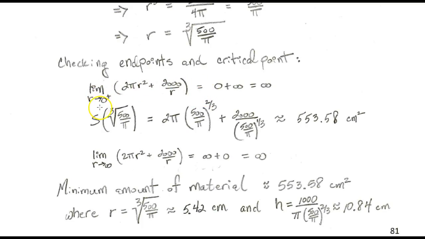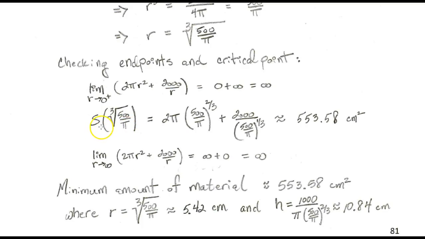The limit as r goes to 0 from the right of 2 pi r squared becomes 0, but 2,000 over a tiny, tiny positive number gets closer and closer to infinity, so that drives it to infinity. Same at the other endpoint, the limit as r goes to infinity: 2,000 over r goes to 0 as r gets huge, but 2 pi r squared goes to infinity. So they both drive the amount of material to infinity. Intuitively, we know that's not the answer anyway, so it's going to occur at the one critical point between 0 and infinity.